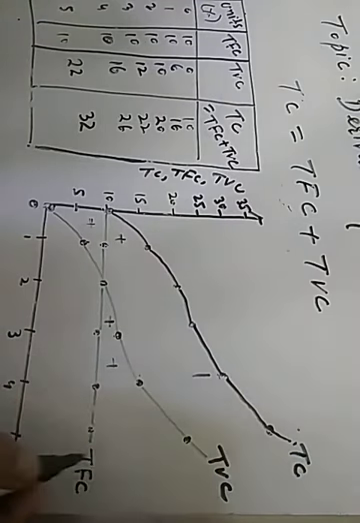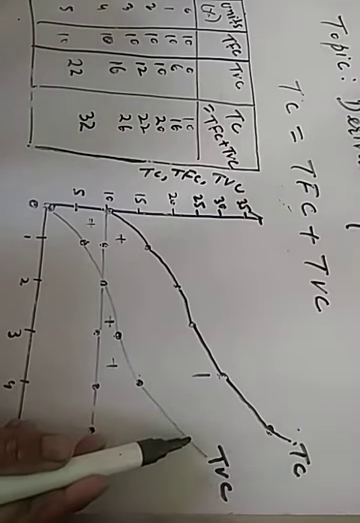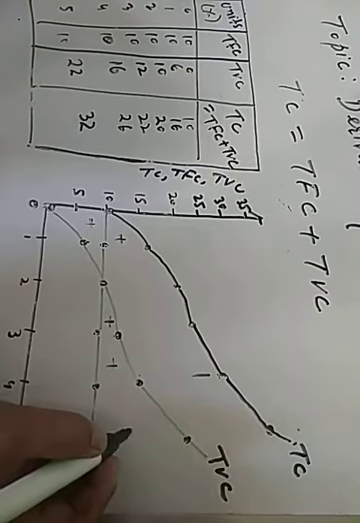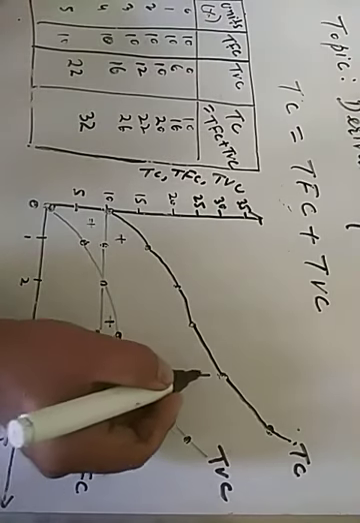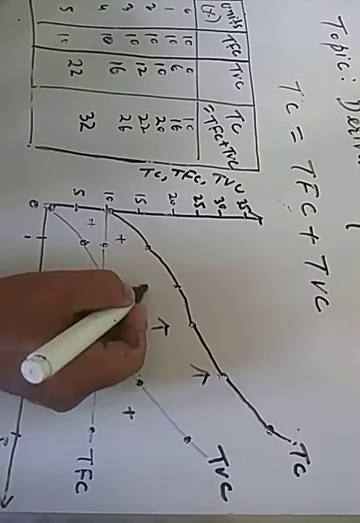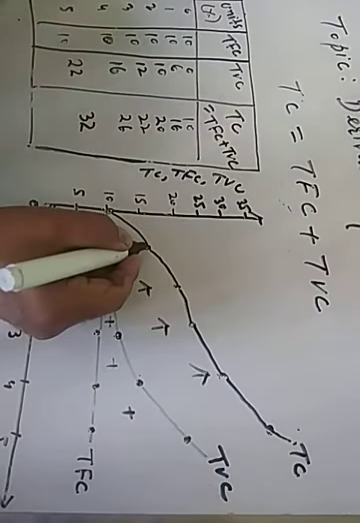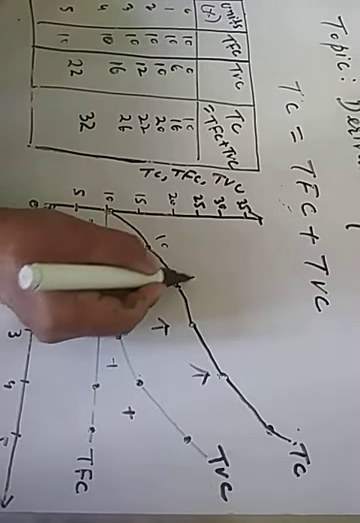And the last point on total fixed cost is equal to 10 rupees, and this point on total variable cost is equal to 22 rupees, equals 32. This is the vertical addition of these two curves, which gives us the total cost curve. I will show by this arrow: addition of this and this gives this total cost curve.